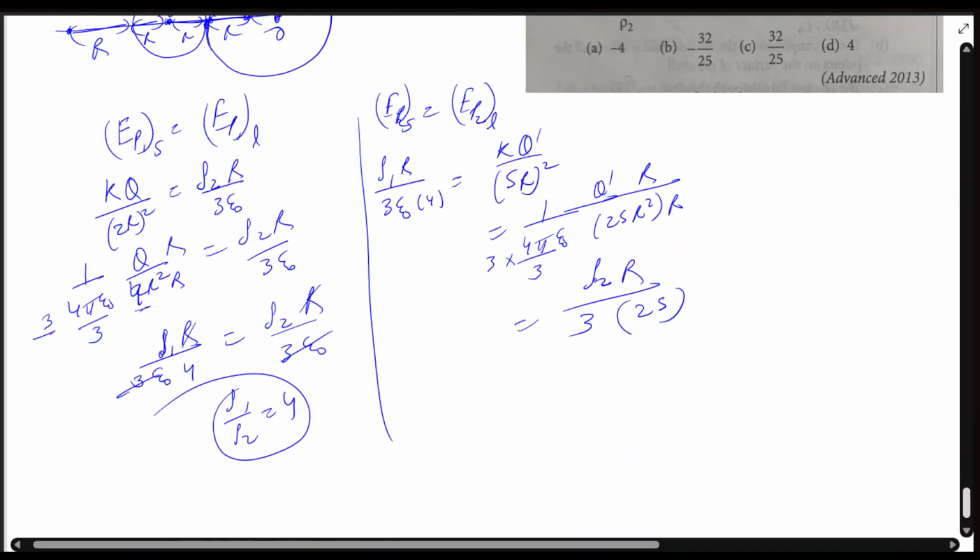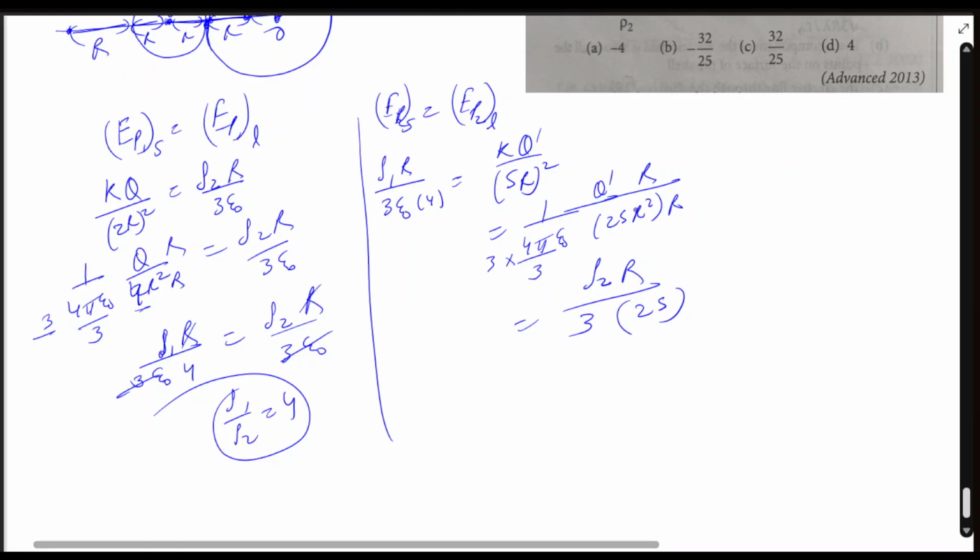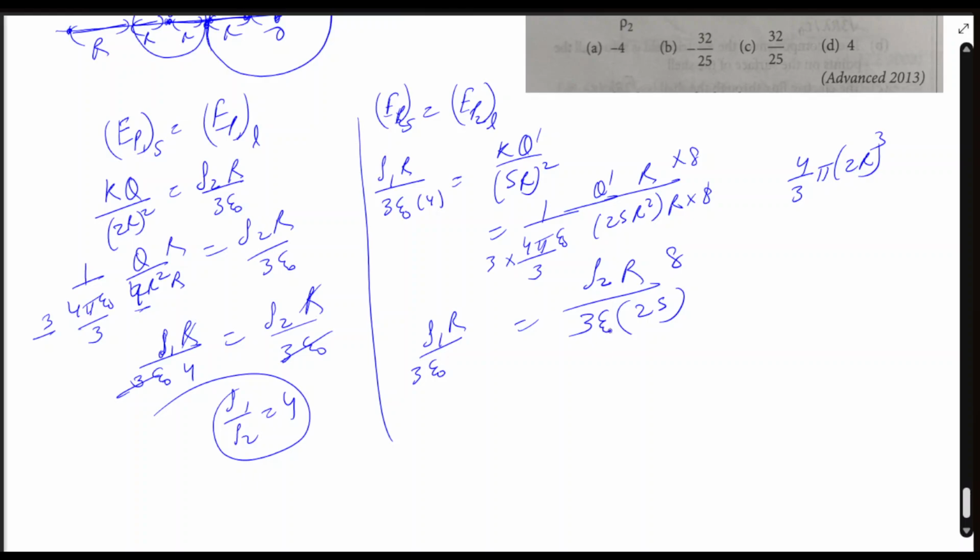So the radius is 2r. Okay, so I need a 4 also, right? 8 also, so 8 into 8. Because what I need is 4 by 3 pi (2r) cube. So 8 also we need. So above there will be 8, right? Now it is fine. So rho 1 r upon 3 epsilon naught into 4. Okay, so r will get cancelled.